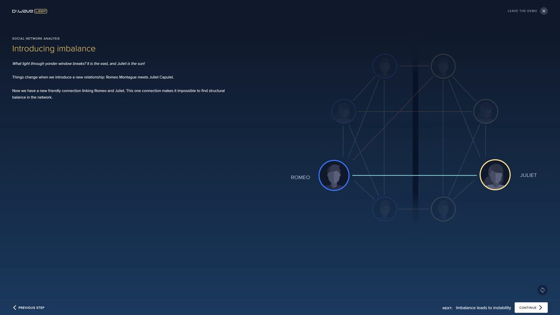Yeah, we were with a friendly relationship, right? Friendly connection, okay. This one connection makes it impossible to find structural balance in the network, because they are the only ones who really have a friendly connection to each other. Imbalance leads to instability. Oh my gosh.